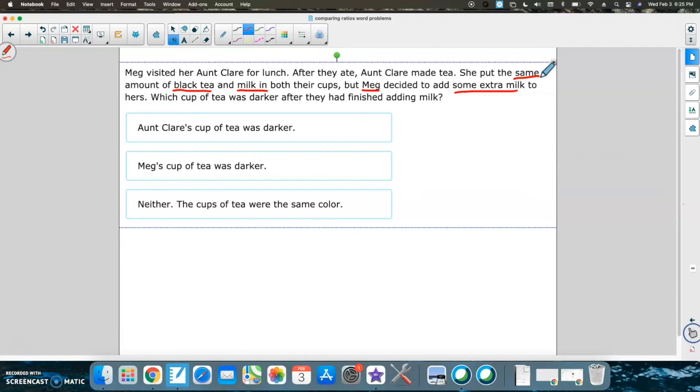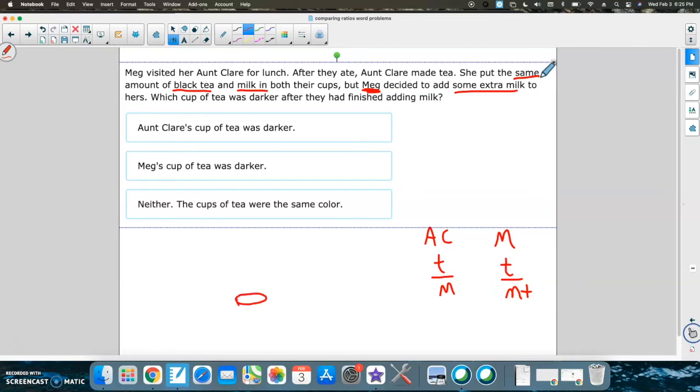Okay, so what do we know? She put the same amount of black tea and milk in both of their cups. So we have Aunt Clara and we have Meg. And she put tea, the same amount in each. And then she put the same amount of milk in each. So it's the same ratio. Okay? And then here it says Meg decided to add some extra milk to hers. So Meg is adding extra milk. I'm putting a plus sign to show that there's more milk in her tea. So which cup of tea was darker after they had finished adding milk?